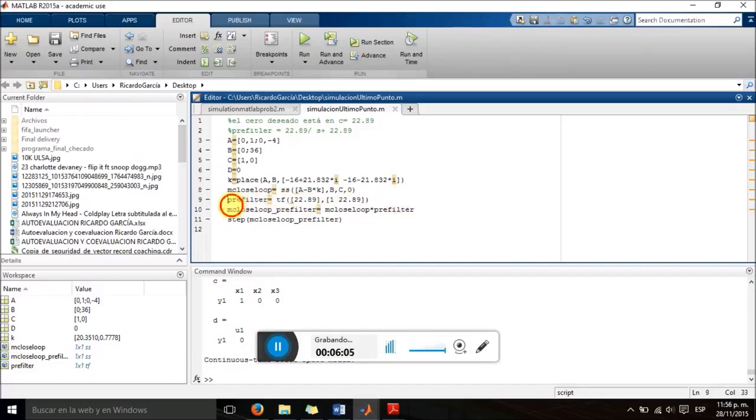So now we define the prefilter just like I mentioned before with the parameters of c over s plus c, and we perform the multiplication in order for the prefilter to be before the closed loop system, and then we perform a step input simulation to see what happens with the graph, and we just run this program and we will have some response.